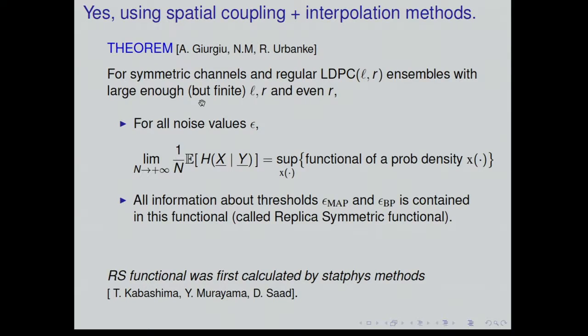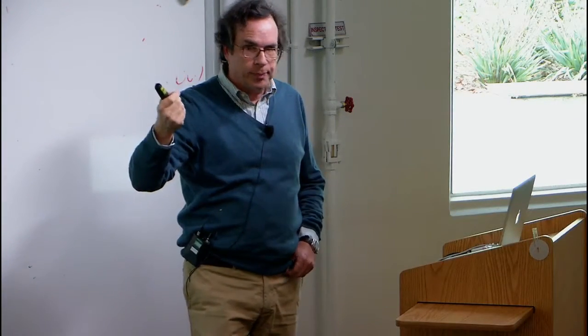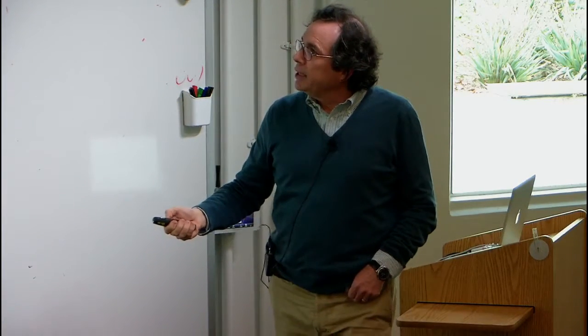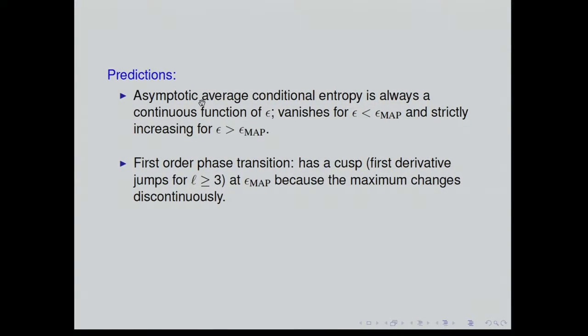Okay? So epsilon MAP is a point where the function is not analytic, since it's 0 and then it's positive at epsilon MAP. So there is a question: what kind of non-analyticity do you have? Okay, so I'll be interested only in cases where, in fact, I have a jump in the first derivative of this function, okay?